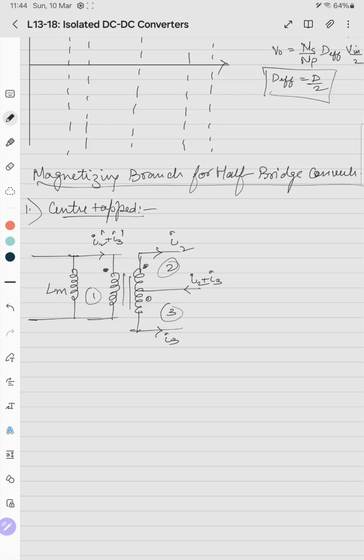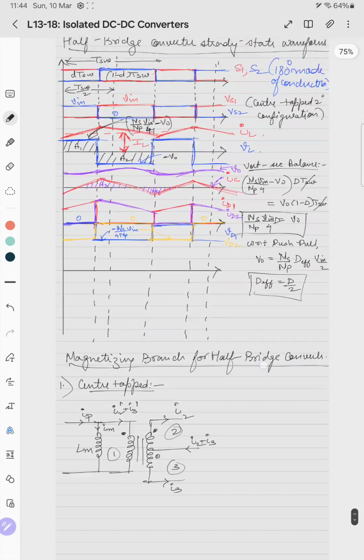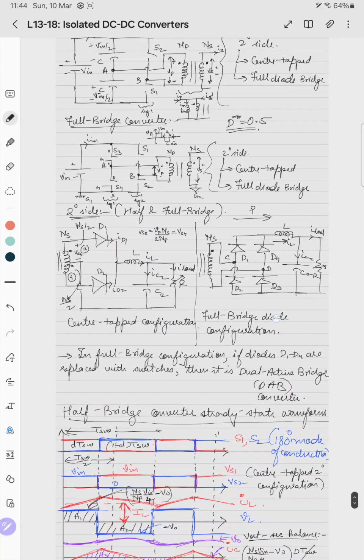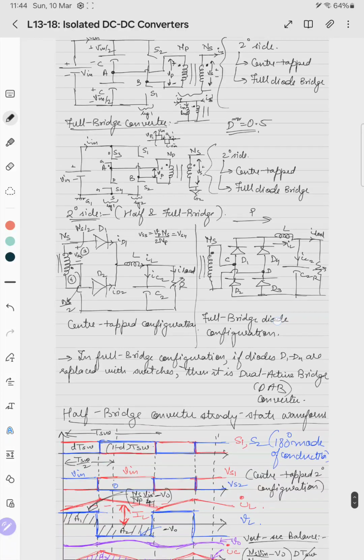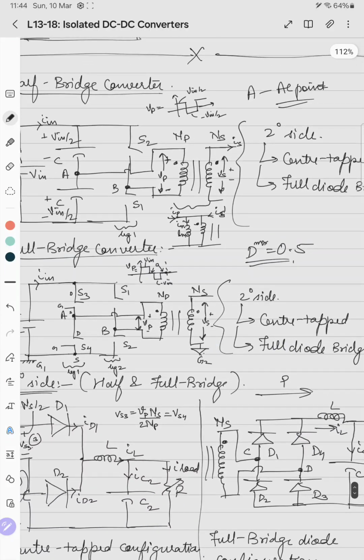So here I2 dash plus I2 dash is shown here. This is IM and this is I primary, just before the transformer. So here we can write IP as, for half bridge, this current is the IP current. Also here it is the IP current. So IP current is the current.